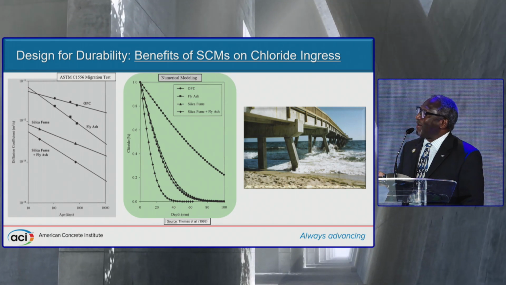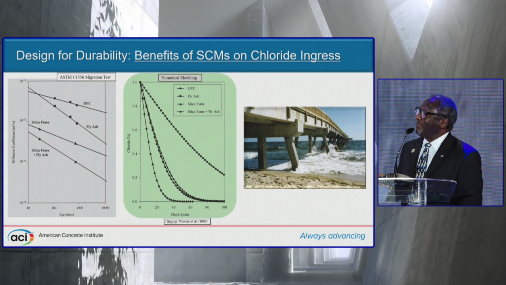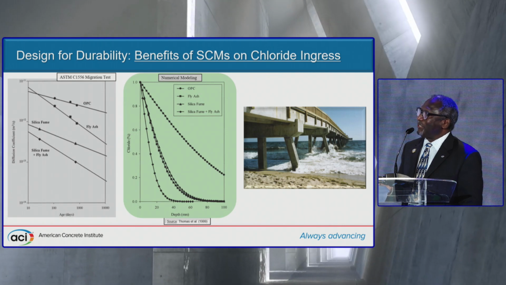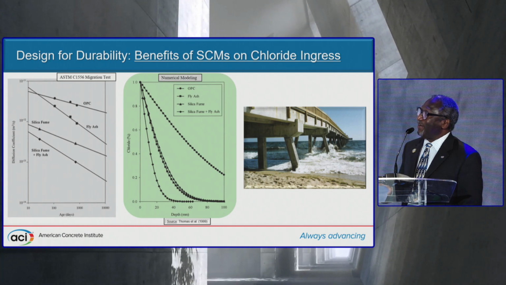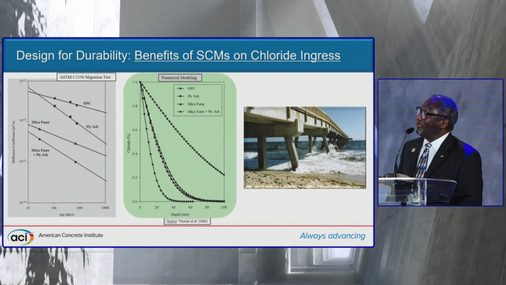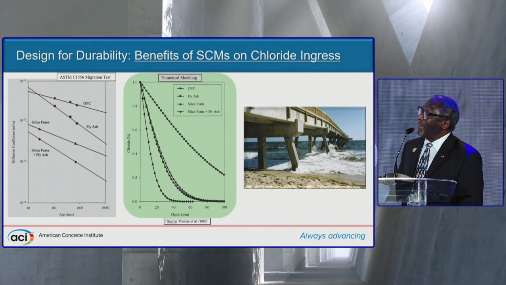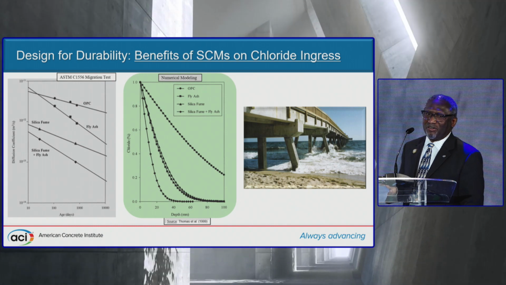Now, this is a study that was done by Professor Mike Thomas and his colleagues, where they looked at ordinary Portland cement and different supplementary cementitious materials, and also included a ternary blend, as you can see here. So fly ash, silica fume, and then this is a combination of fly ash and silica fume. And you can see the significant decrease in the diffusion coefficient of the concrete.